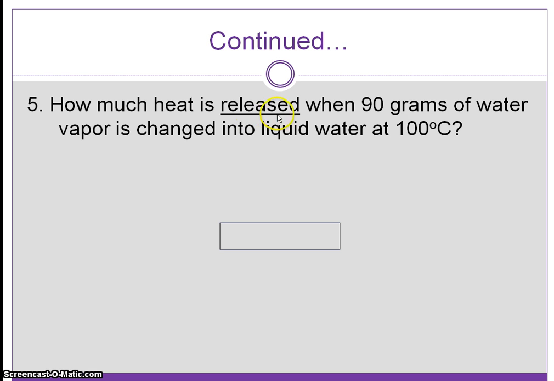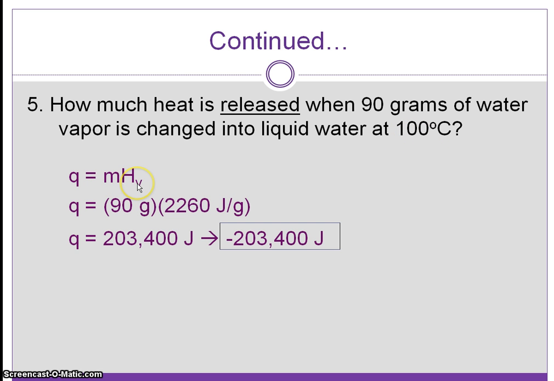And the last one, again, notice released, so we need to watch for that. We have 90 grams of water vapor, turning it into liquid water. So again, it's a phase change. They told us the temperature, but the temperature's not changing because it's a phase change. So we're not even going to use the temperature. All you have to do is the mass times the heat of vaporization, which is in your reference packet.